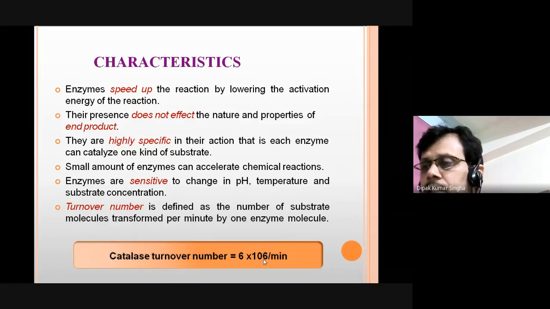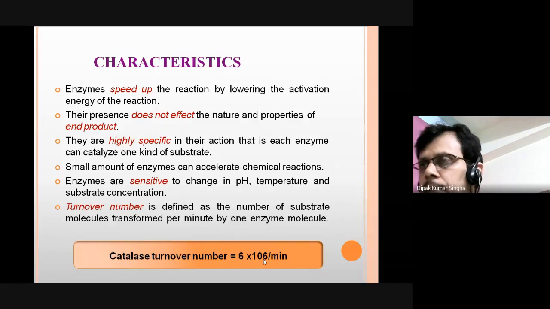Enzymes are sensitive to changes in pH. Obviously, this is another most important criterion. Enzymes are very pH dependent. Some proteolytic enzymes act in acidic conditions, some act in basic conditions. For example, pancreatic amylase acts at basic pH, not at acidic pH. Another factor is temperature.